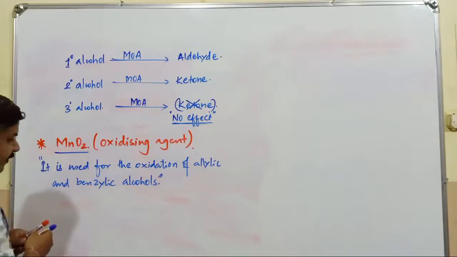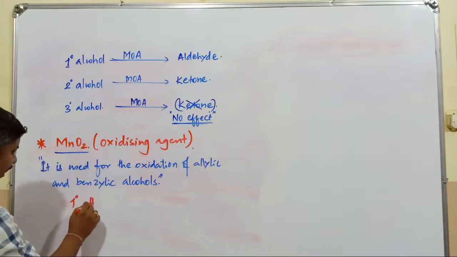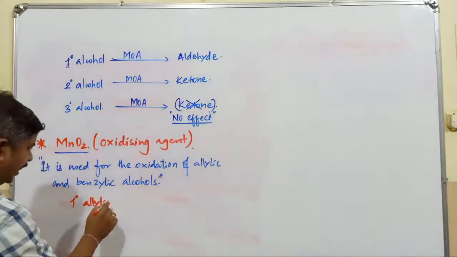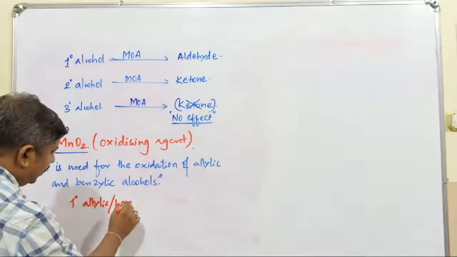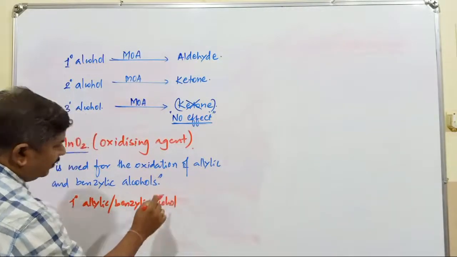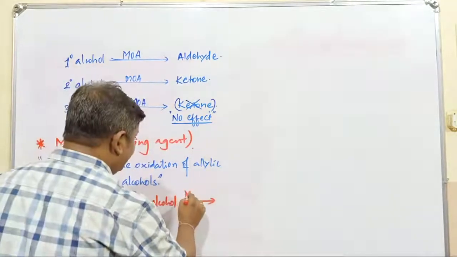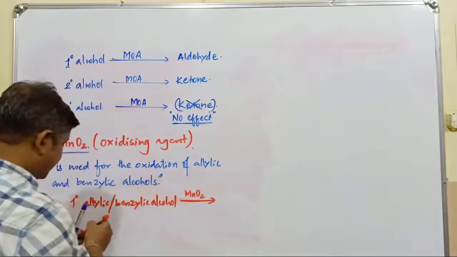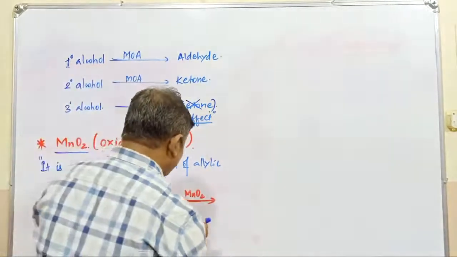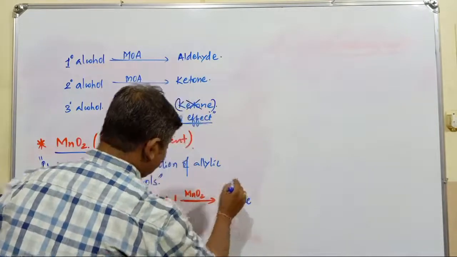Here also, in case of allylic and benzylic alcohol, if it is a primary allylic or benzylic alcohol in presence of MnO2, what's the product? The product is going to be the same, aldehyde.